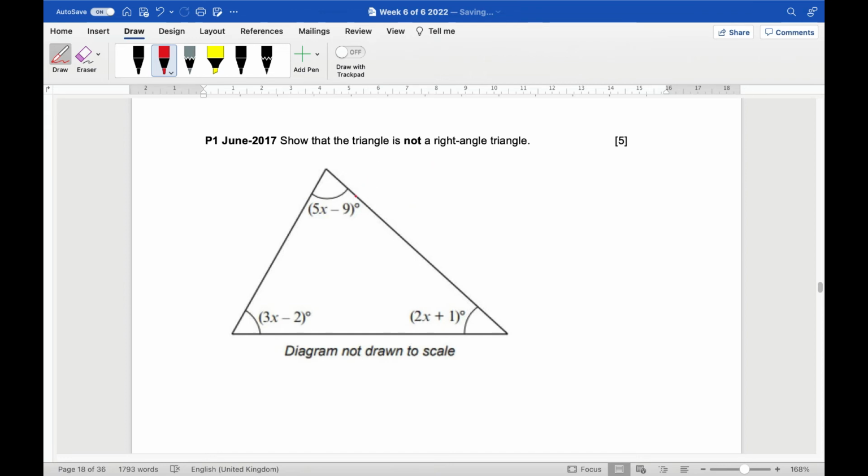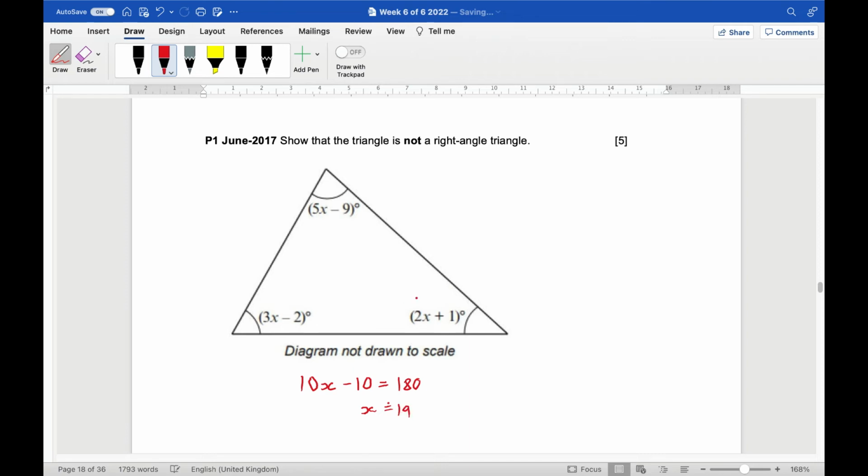Show that it's not a right angle triangle. Well, the three angles, they are angles, so if they add up to 180, add up what they are. 5x and 3x and 2x is 10x. 1 take away 2 is minus 1, take away 9 is minus 10. But we know that they actually add up to 180. And if you solve that, take the minus 10 over and divide by 10, you get x equals 19.